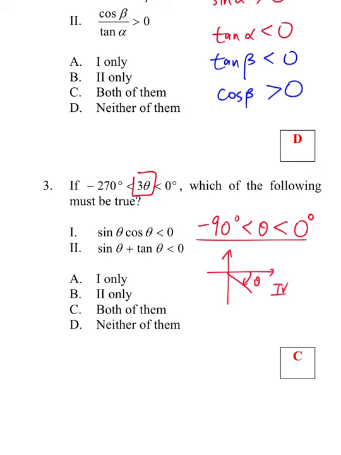So in quadrant 4, sine theta is negative while cosine theta is positive. So the first statement is correct. Now for the second statement, we know that sine theta is negative while tangent theta is negative as well. So the addition of any two negative numbers must remain negative. So the second statement is correct as well.